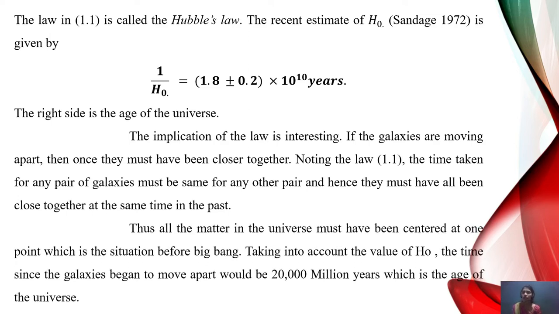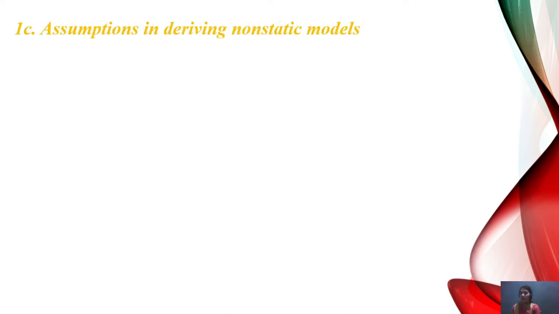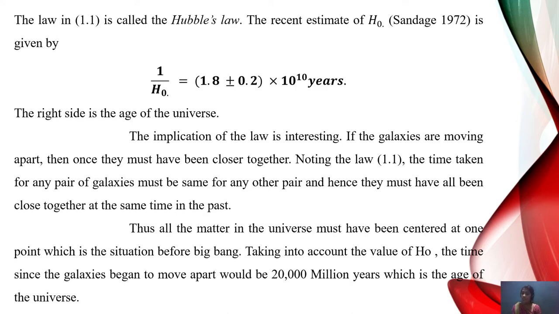All the matter in the universe must have been concentrated at one point, a singularity before the Big Bang. Taking into account the value of H0, the time since the galaxies began to move apart is 20,000 million years, which is the age of the universe. It will be given exactly in this form, which means it is given by the Hubble constant.